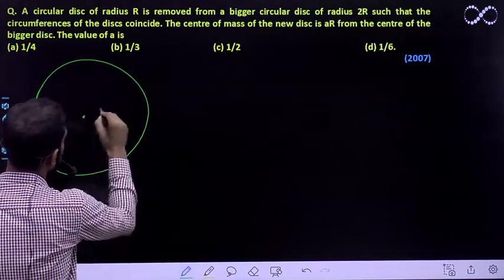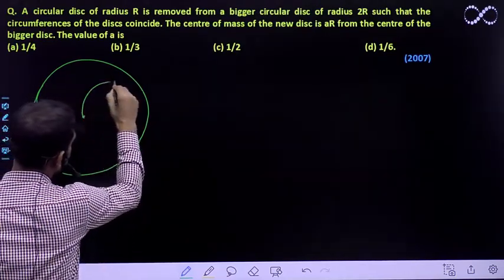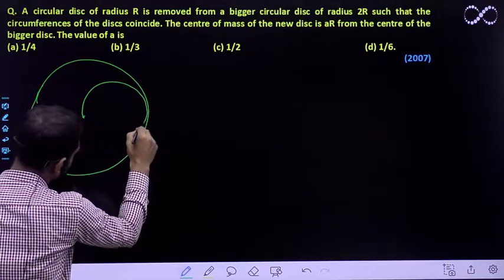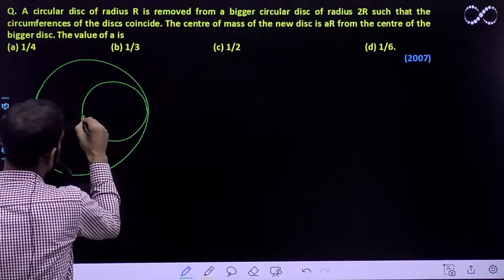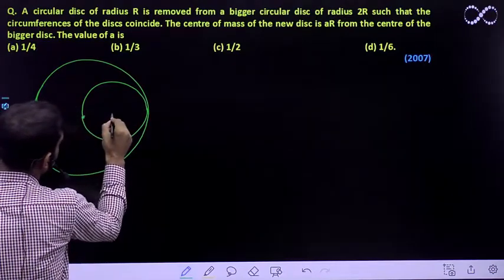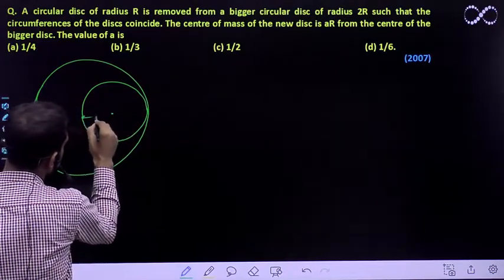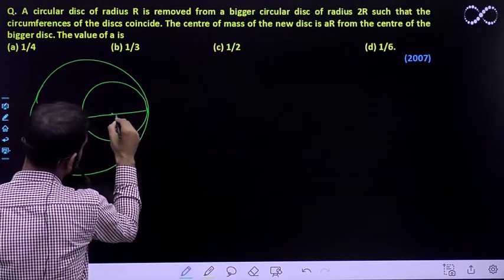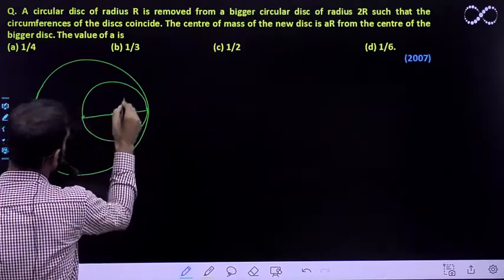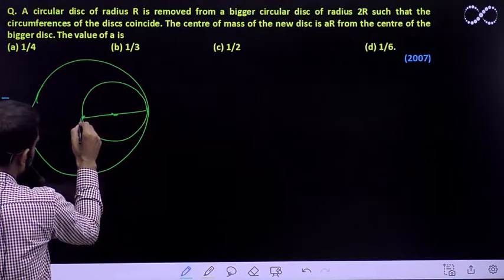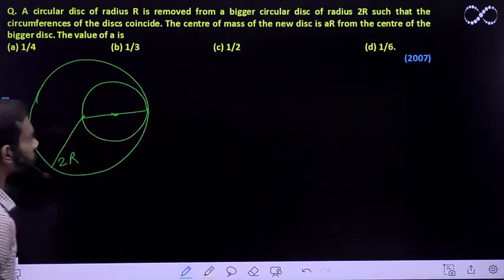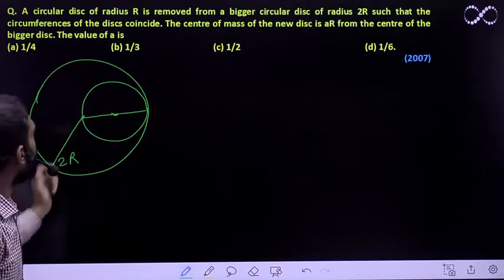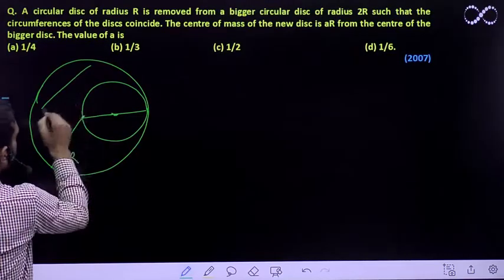Let us assume this is the center, and there is a smaller disk whose circumferences coincide, and the radius of the bigger one is 2r. So this entire length is 2r, and the radius of this smaller one is r, and this is removed from here. So this one is filled, you can say.